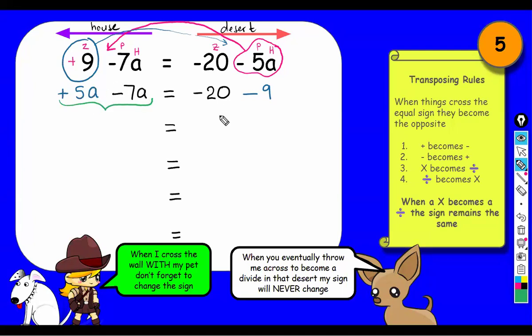We have an A and we have an A. And of course, -20 -9 has no letters. So you can squish these two to get one answer, squish these two to get one answer, and then try to get the human alone on one side. You're going to have to get rid of that pet eventually. Good luck.